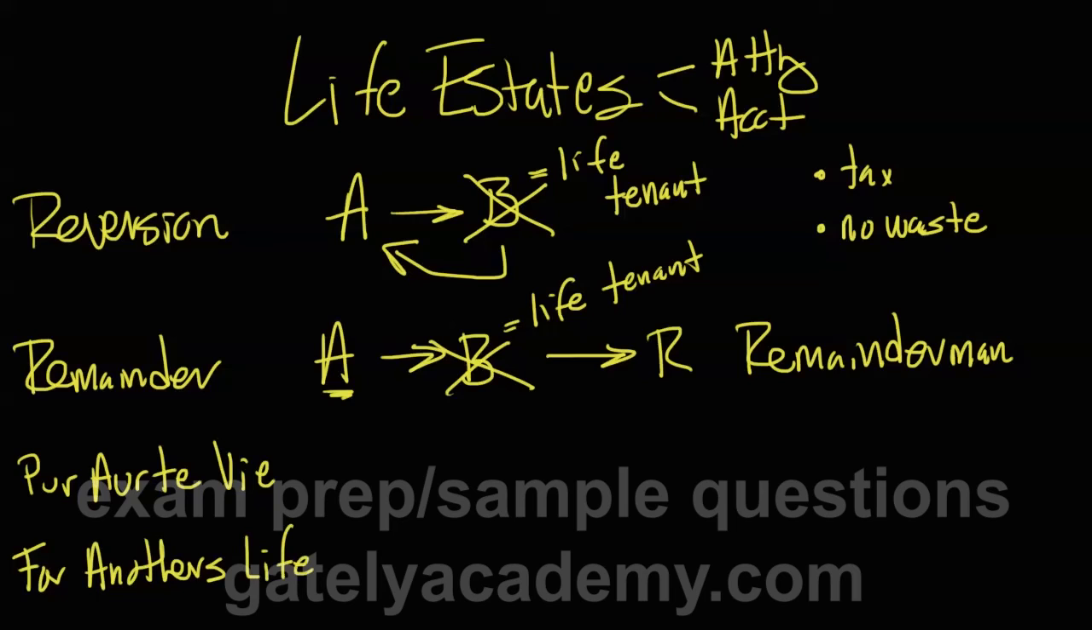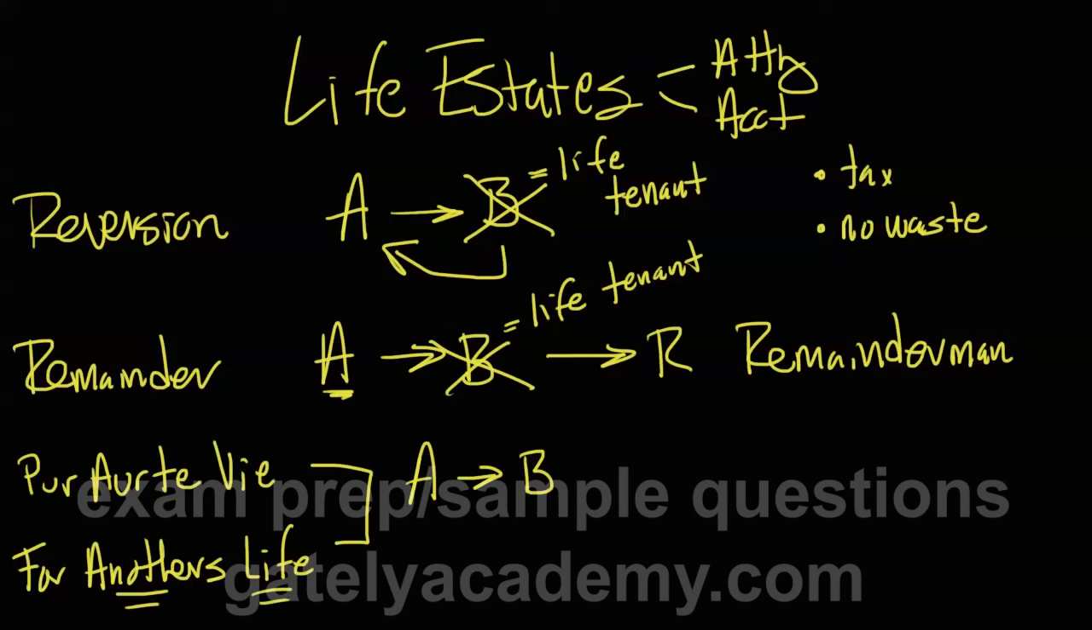And you should know those in English or in French for the exam. These are the same thing. One's in English and one's in French. Now let's take a look at the pattern. A grants a life estate to person B, who's once again the life tenant. And person B gets the life estate for as long as another's life.